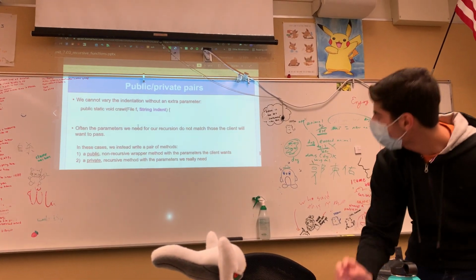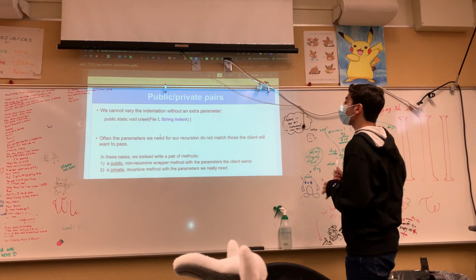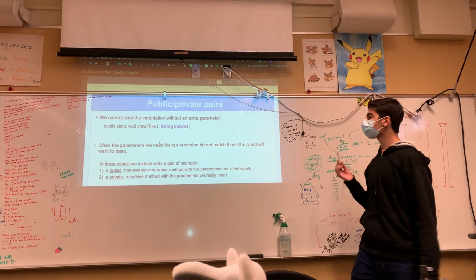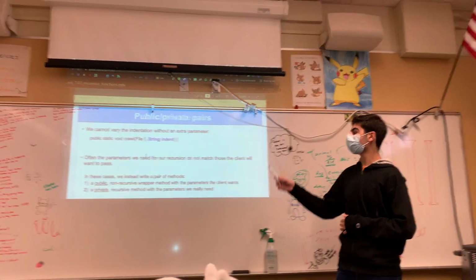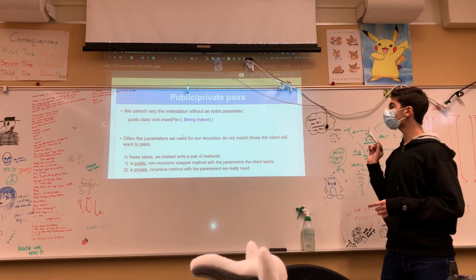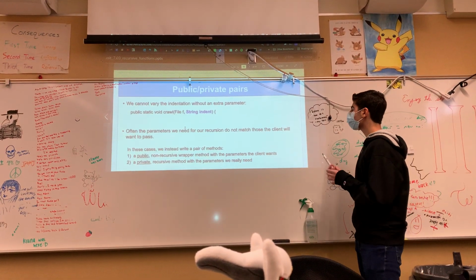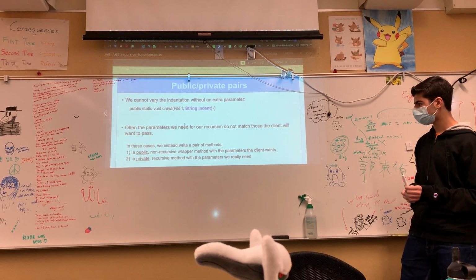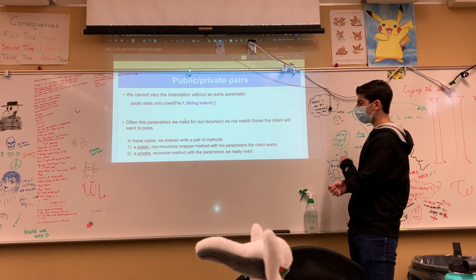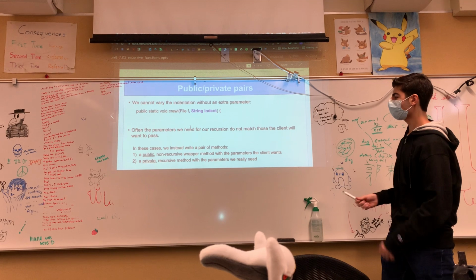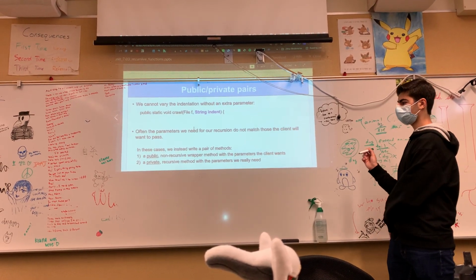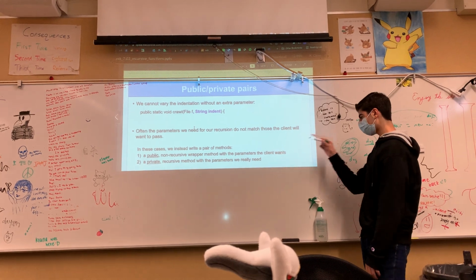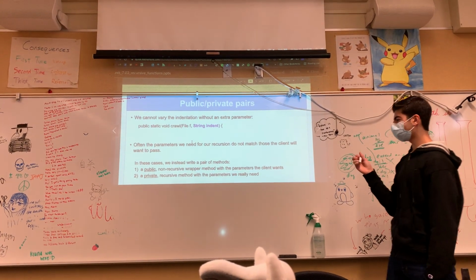So, public-private pairs. We cannot vary the indentation without an extra parameter. So public static void crawl(File x, String indent). Often the parameters we need for our recursion do not match those the client will want to pass. In these cases, we instead write a pair of methods. A public, non-recursive wrapper method with the parameters the client wants.